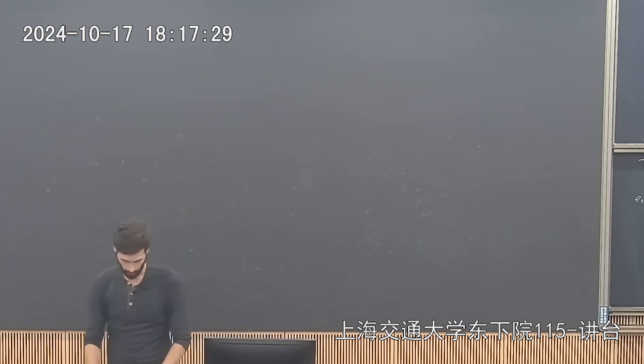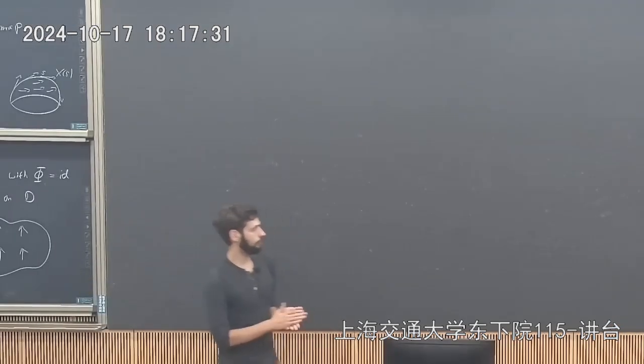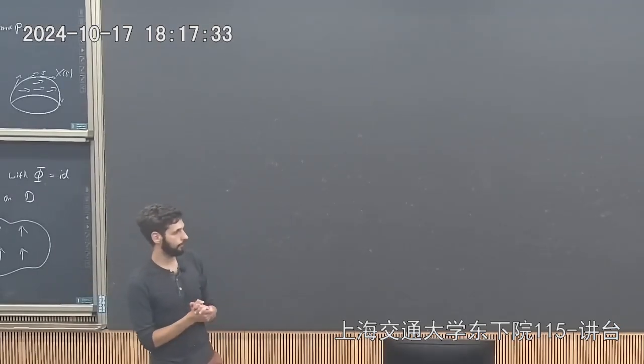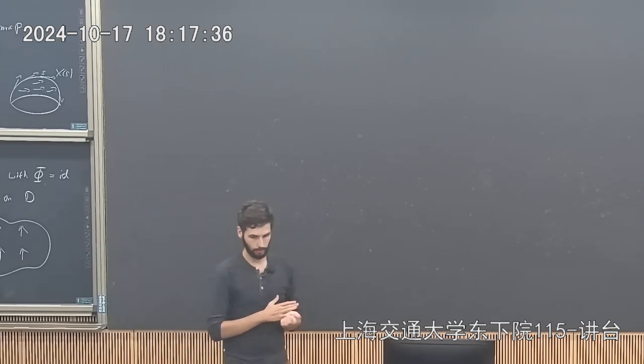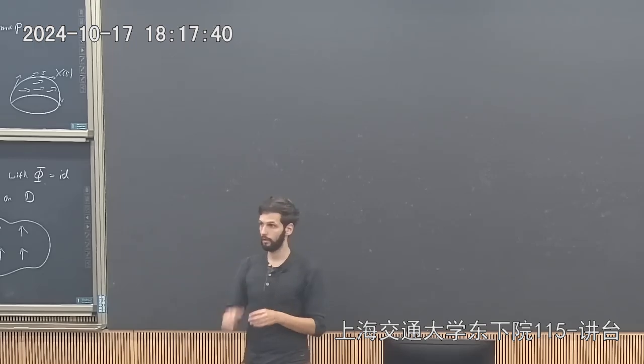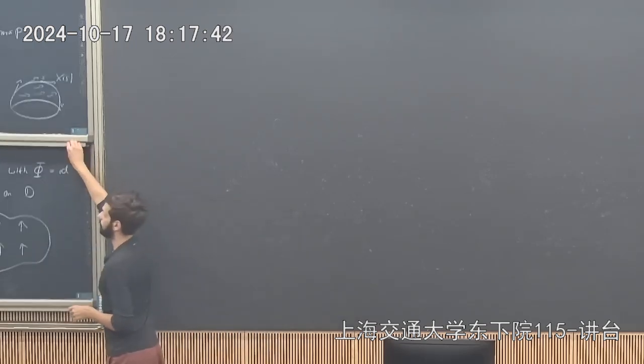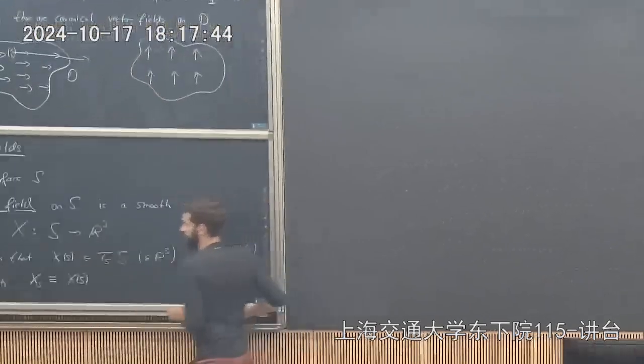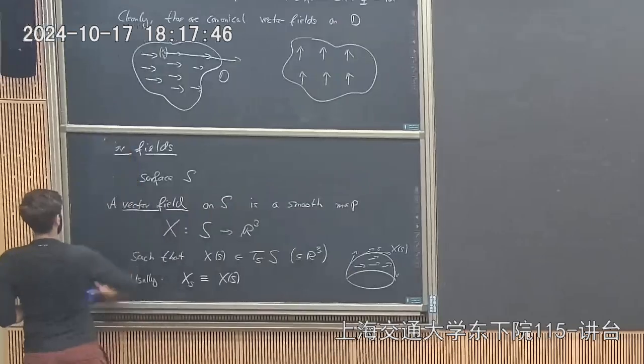And once we have a vector or a vector field, it makes sense to talk about how a function changes in a certain direction. And that will be the next definition, which is the directional derivative.